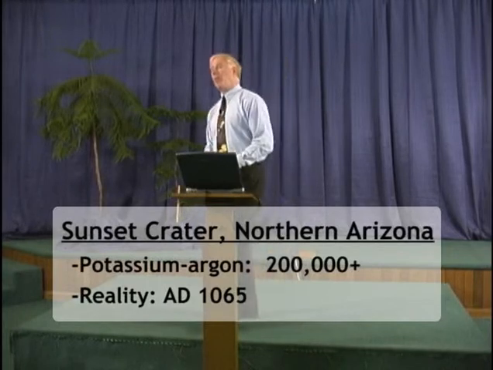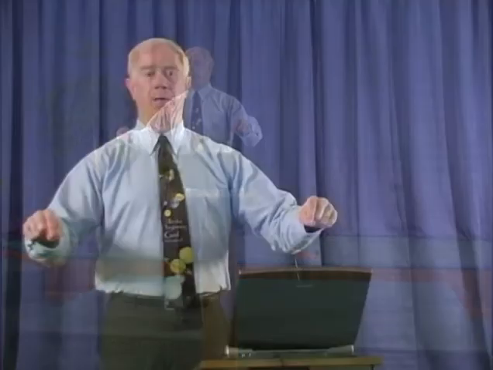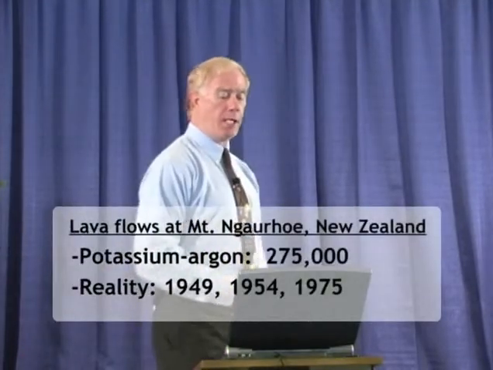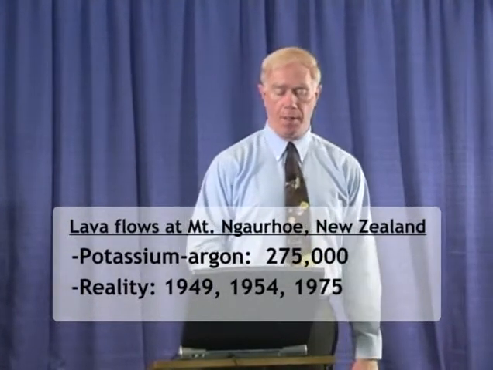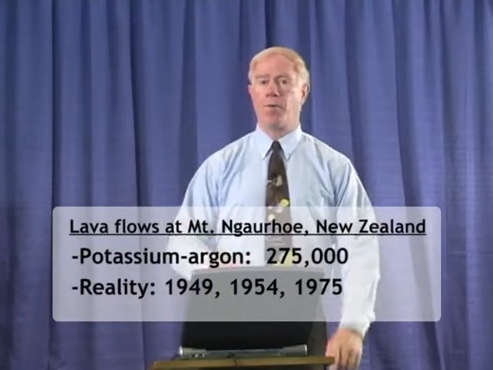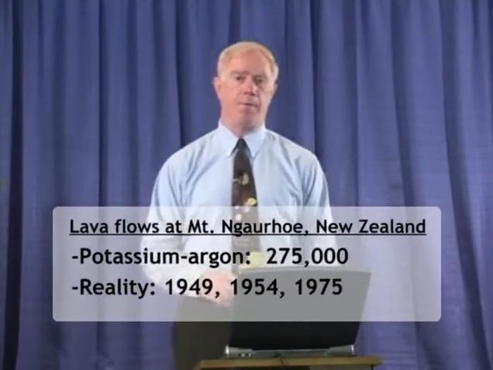We are about 1,999 years off. Why? Because we started with an assumption we couldn't prove. All our calculations could be right, but our answer could be very wrong. Lava flows in New Zealand. Potassium argon dated these rocks at 275,000 years old. In reality, these rocks were formed in eruptions from 1949, 1954, and 1975.